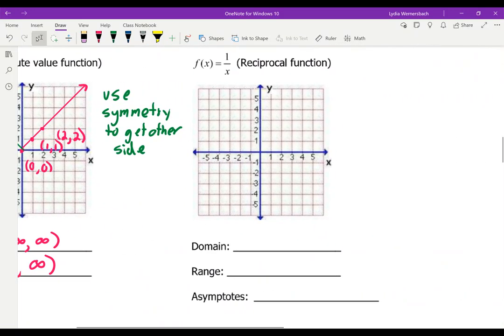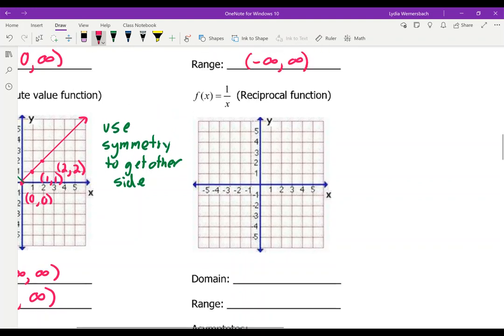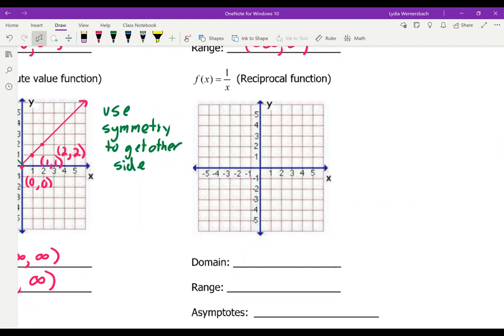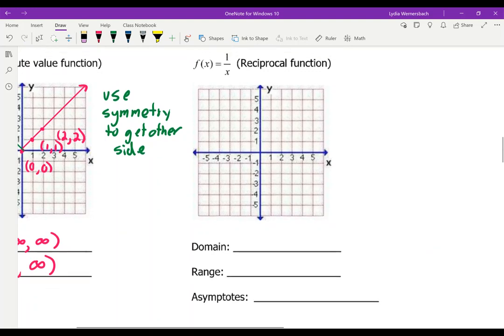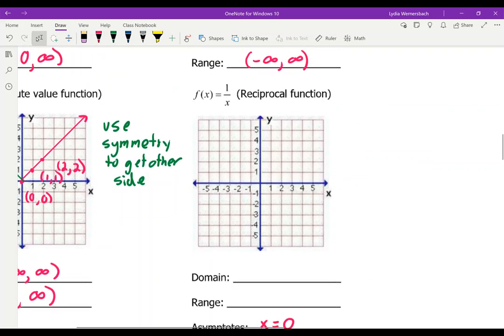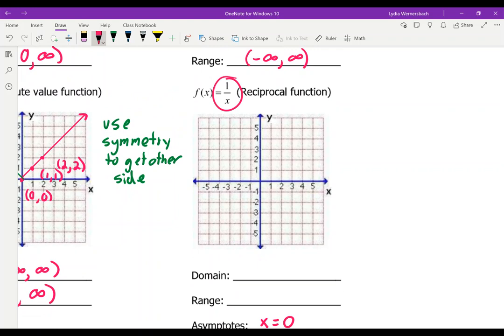Okay. And then the last one, and this is the trickiest one, is what we call the reciprocal function. So this one is going to have some restrictions. We see here that we have an x in the denominator, and that is what's going to make some issues occur. So the problem is that we cannot divide by 0. So that is going to be a restriction or an asymptote. So one of our asymptotes is going to be that x equals 0, right? Because if x equals 0, this function wouldn't work.